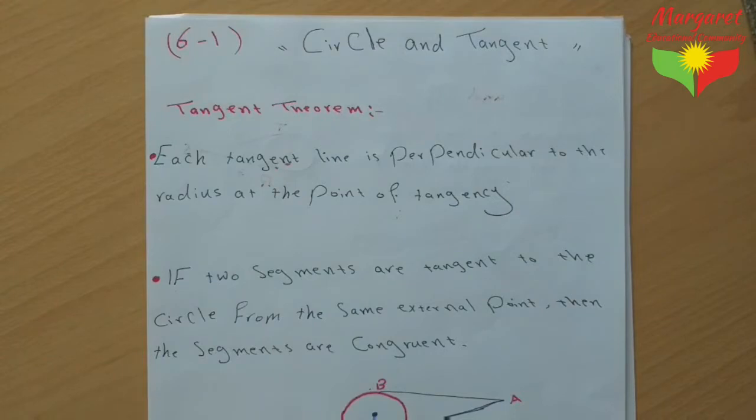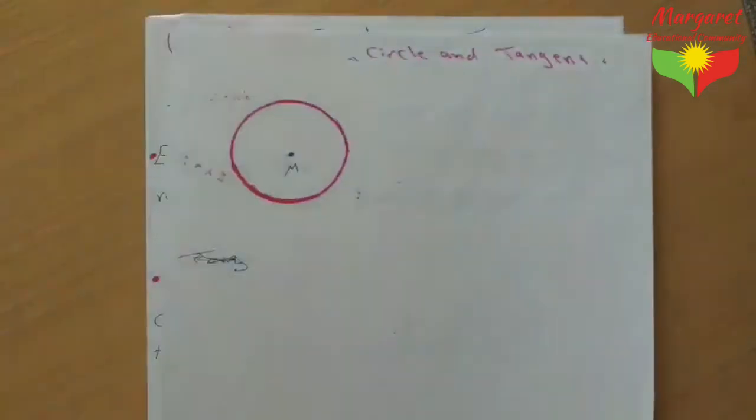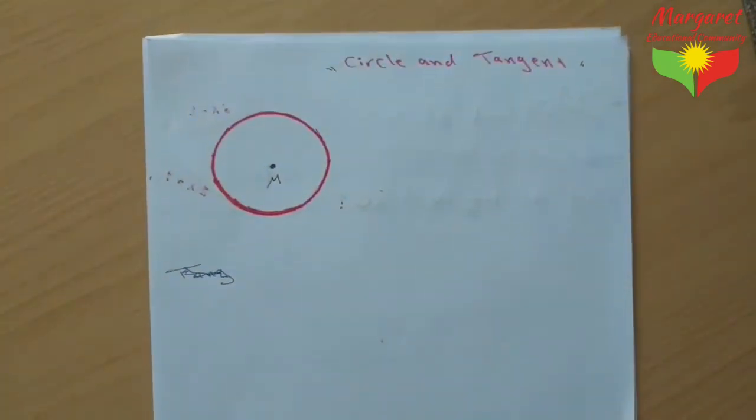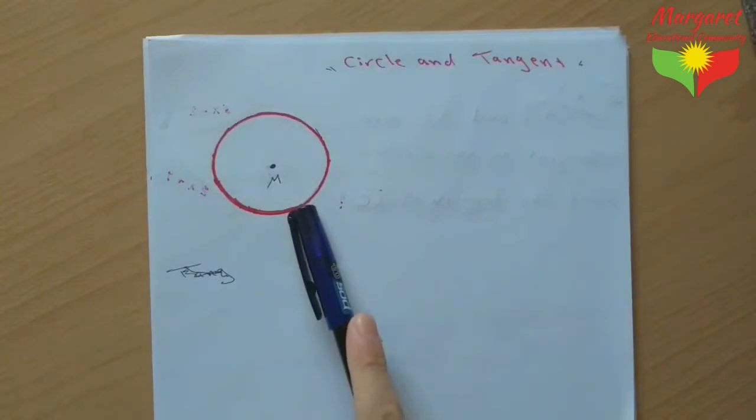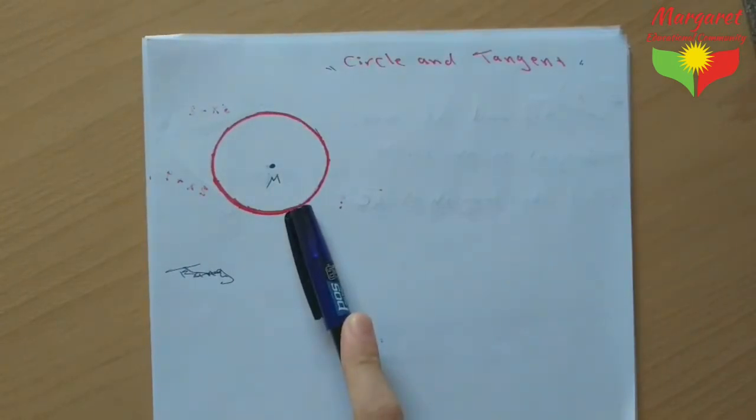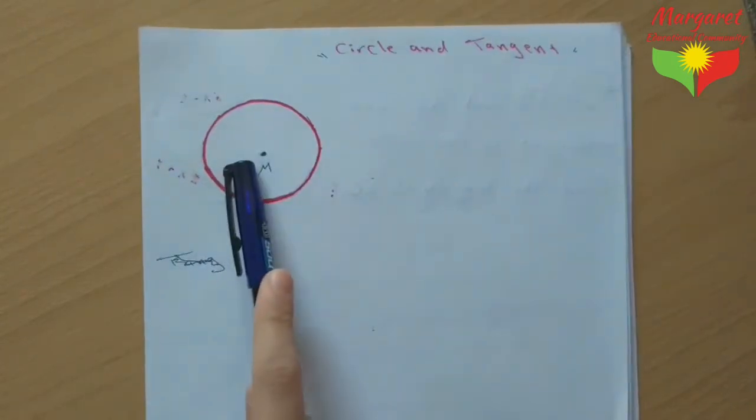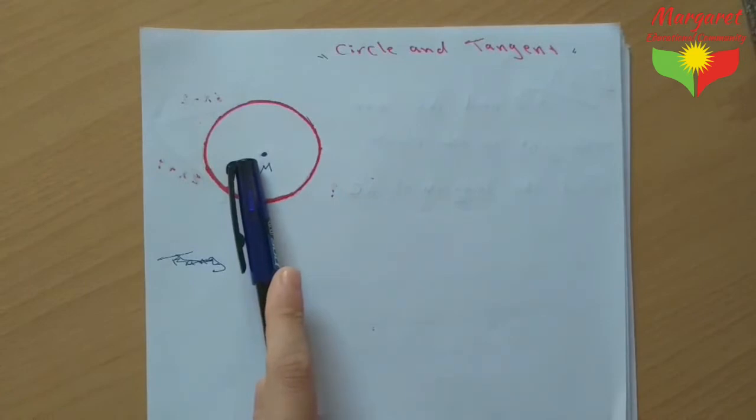Before, let's explain the tangent theorem. Look at the figure. Look at the picture. What is a circle? This closed figure is called a circle, right? And this midpoint is called the central point.